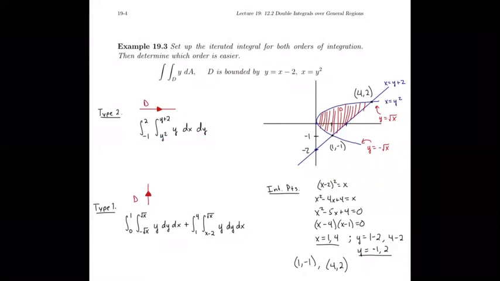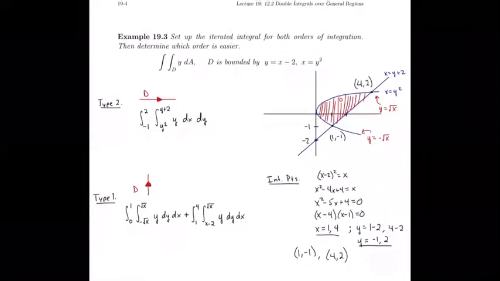Of course, it could also be considered a type 1 region. This is where we see that it's a bit more complicated. In the type 1 region situation, we're bounded below by the curve y equals negative root x, and then by the curve y equals x minus 2. So then we'd have to split the region up into 2 regions between here and here. Automatically, we see that this is going to be more complicated, but just to see how this is carried out, we'll do so.